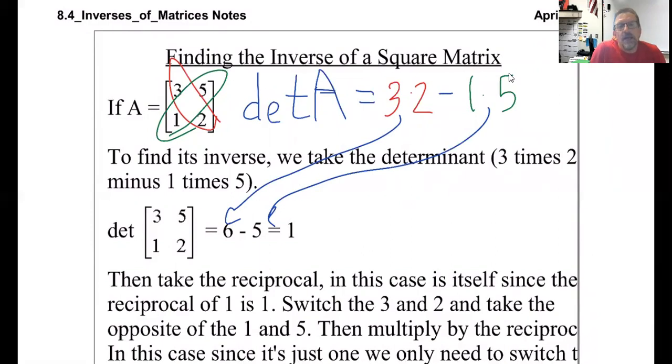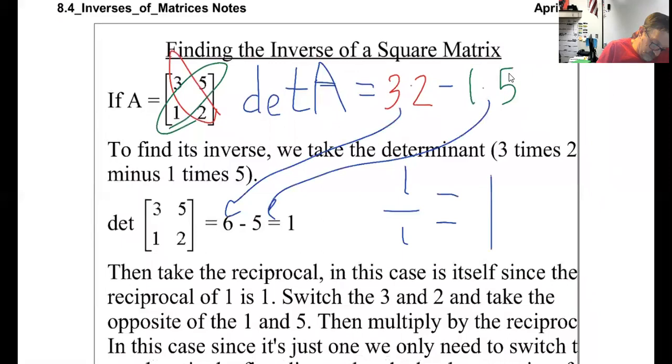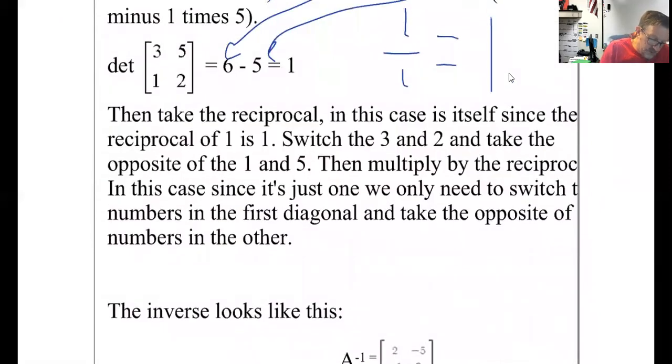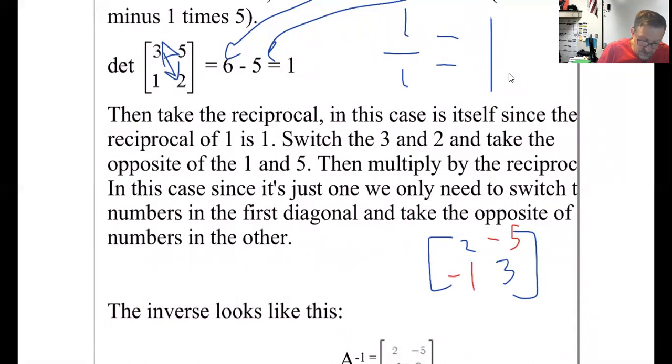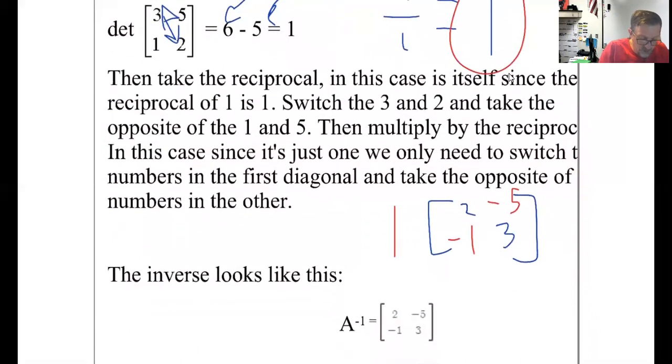Now we're going to use this to find the inverse of matrix A. You take the reciprocal of 1. So 1 over 1 is 1. So that makes it pretty easy. And then our next step is to take the two numbers, the 3 and the 2, and switch them. 2 goes here, 3 goes here. And take the 1 and the 5, we don't switch them, but we take their opposites. So opposite of 5 is -5, and then opposite of 1 is -1. And then we multiply it by the reciprocal of that determinant. Well, when we multiply anything through by 1, it doesn't change. So the inverse of our original is +2, -5 in the top row, and then -1 and 3. So if we multiply them together, we would get the identity matrix. 1's along that first diagonal, and 0's along the other one.